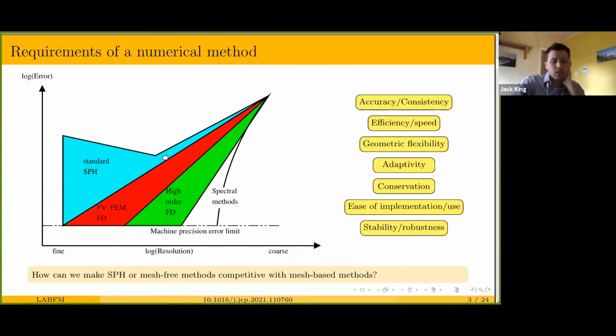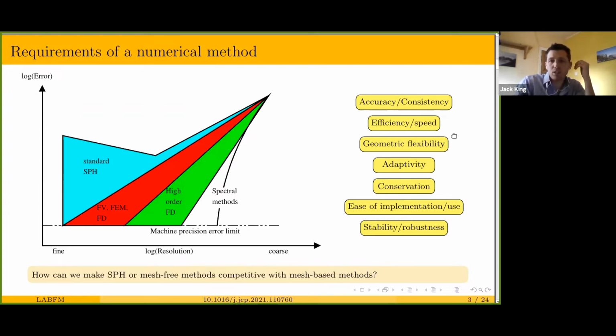So I've shown this slide before as motivation for high order mesh-free methods. For any given method, there are a number of characteristics, accuracy, efficiency, flexibility, which are desirable. And obviously, each method has its strengths and weaknesses. So SPH in its traditional form has excellent conservation properties and geometric flexibility when we think of simulations of breaking waves and things. And it's pretty easy to implement.